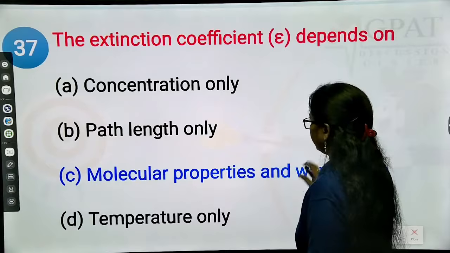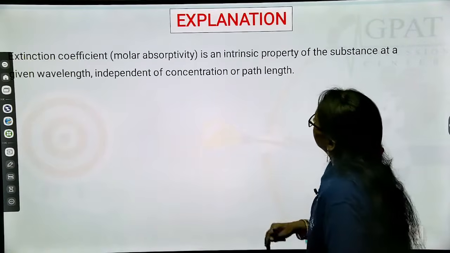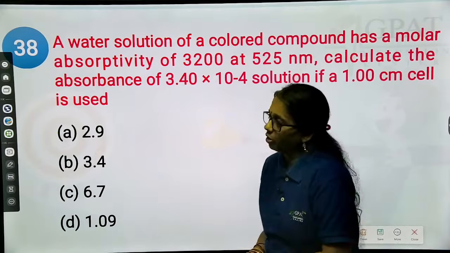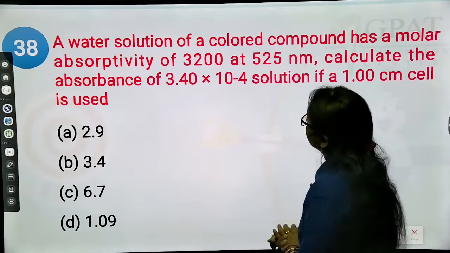Next, question number 38. A water solution of a colored compound has a molar absorptivity.